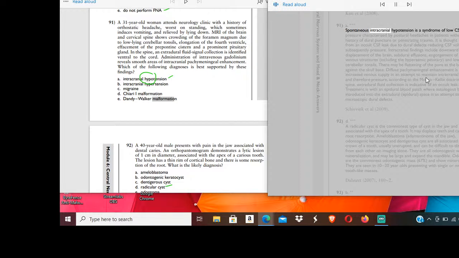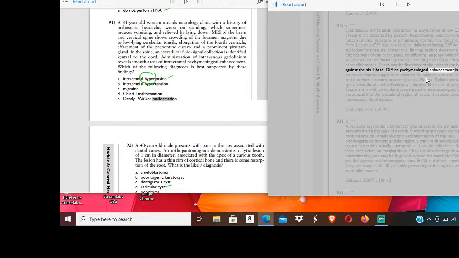91. A. Spontaneous intracranial hypotension is a syndrome of low CSF pressure characterized by postural headaches in patients without any history of dural puncture or penetrating trauma. It is thought to arise from an occult CSF leak due to dural defects reducing CSF volume and subsequently pressure. Intracranial findings include downward displacement of the brain, subdural effusions, engorgement of other venous structures, including the hyperemic pituitary, and low-lying cerebellar tonsils. There may be flattening of the pons as the brain sags against the skull base.